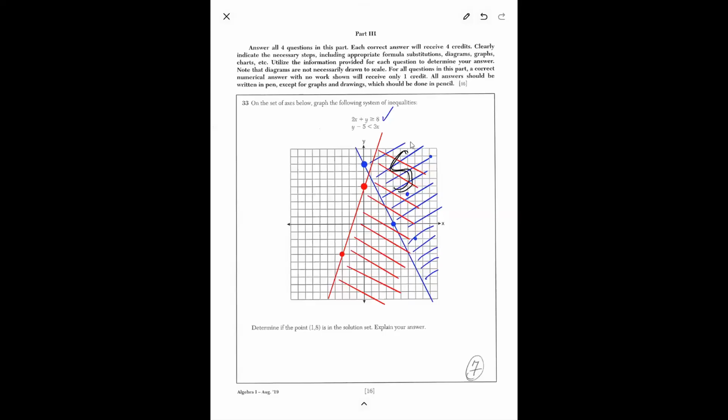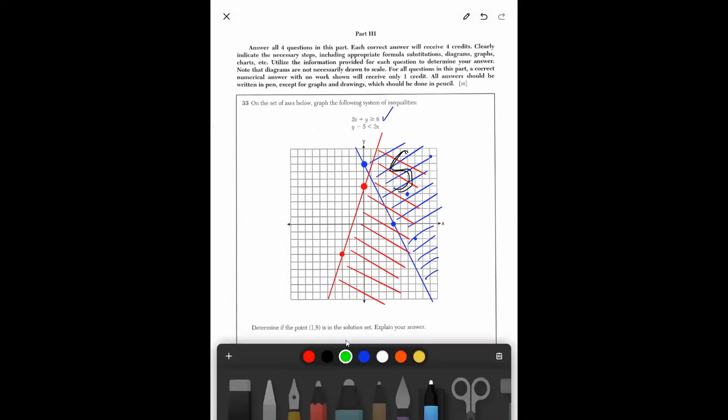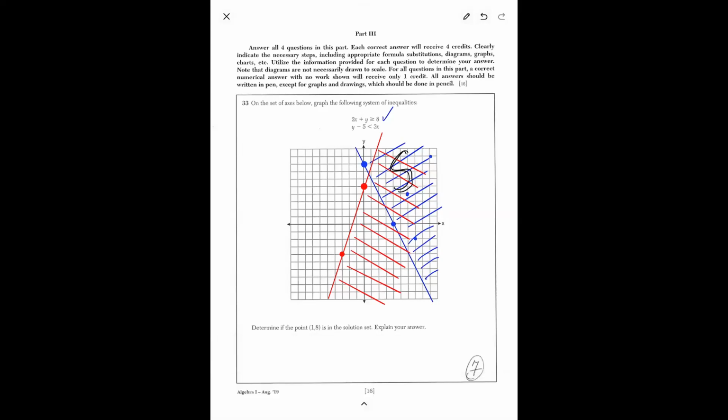And now I labeled this part S, so it says determine if the point (1, 8) is in the solution set. So I'm going to make this color. So you start from the origin, you go over 1 and you go up 8: 1, 2, 3, 4, 5, 6, 7, 8. So 8 would be right here.